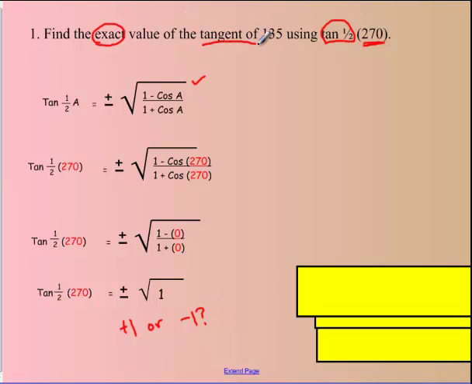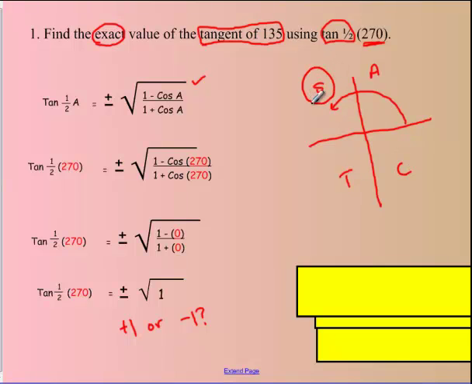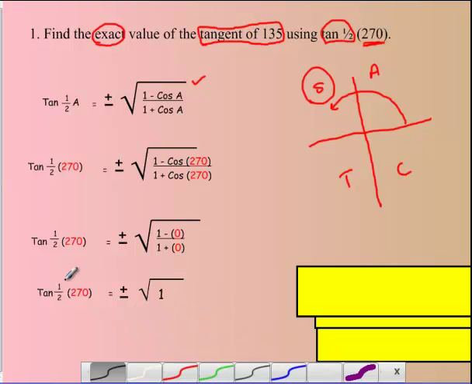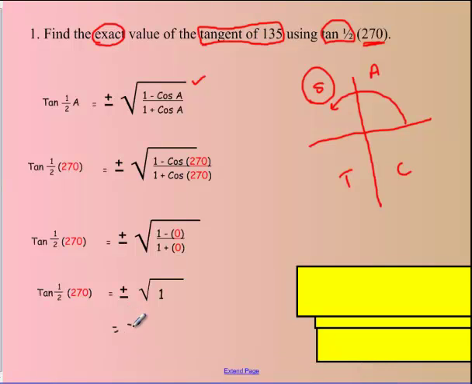Well, this was the angle they wanted me to do. They wanted me to do the tangent of 135. And if I go back to my lovely unit circle, 135 is in the second quadrant. And in the second quadrant, tangent is negative. So therefore, my final answer is a -1.